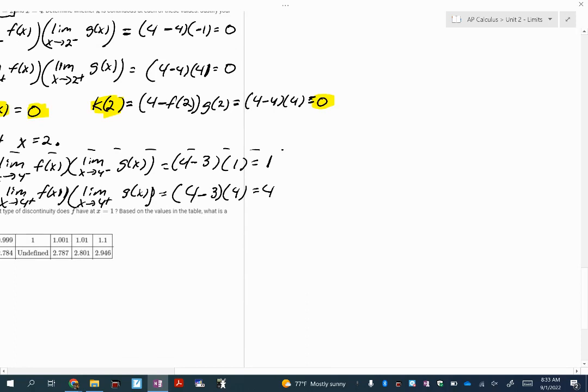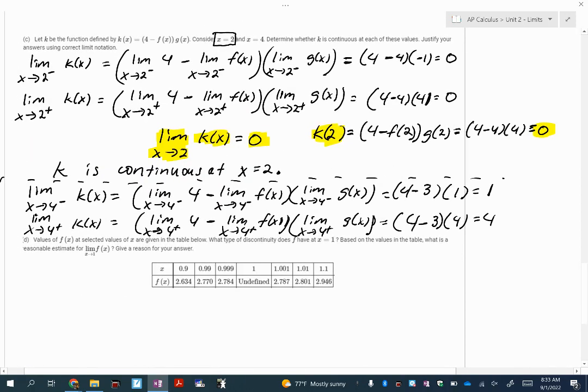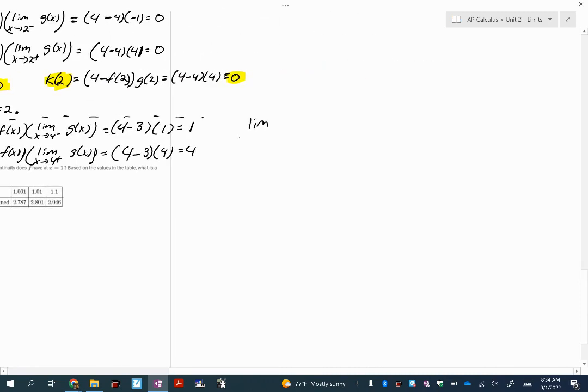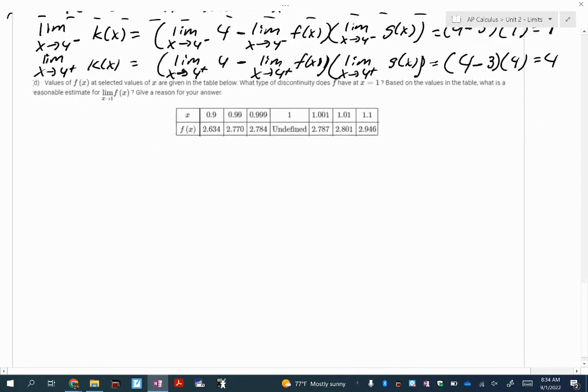So you'll notice that since the limit as x approaches 4 from the left of k of x and the limit as x approaches 4 from the right of k of x are not the same, this limit as x approaches 4 of k of x does not exist. And again, if your limit doesn't exist, then there's no way that it could be continuous. Okay, so I'll put it over here to the right side. The limit as x approaches 4 of k of x does not exist, so not continuous at x equals 4.